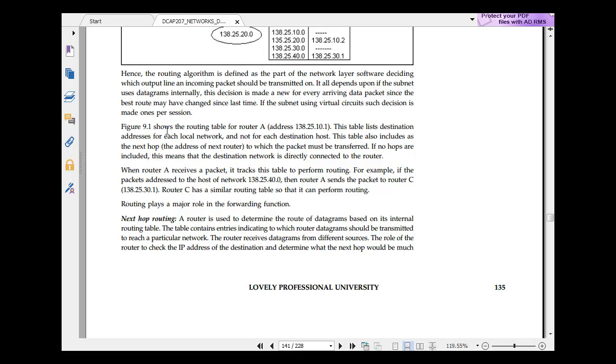Figure 9 shows the routing table for router A. This table lists the destination address for each local network and, for each destination, the next hop, which is the next address to which the packet must be transferred. If no hops are included, this means the destination network is directly connected to the router. The router actually tracks the data. For example, if a packet is destined to the network 13.24.20, then router A sends the packet to C.